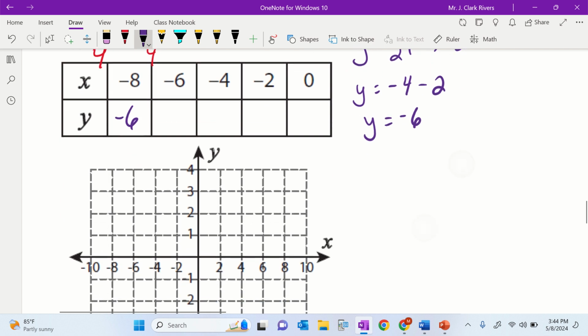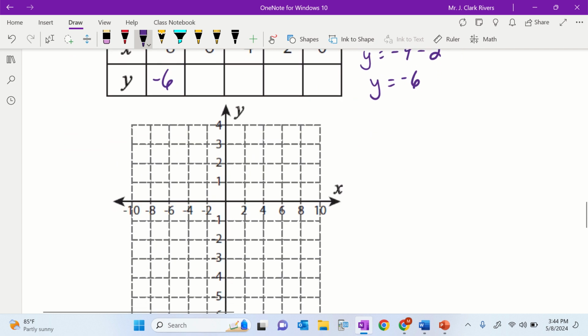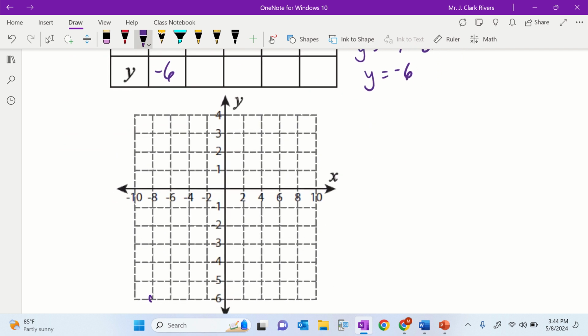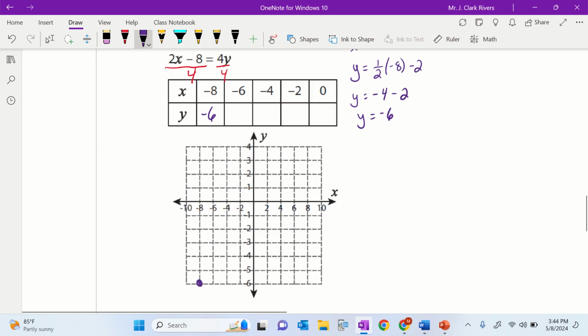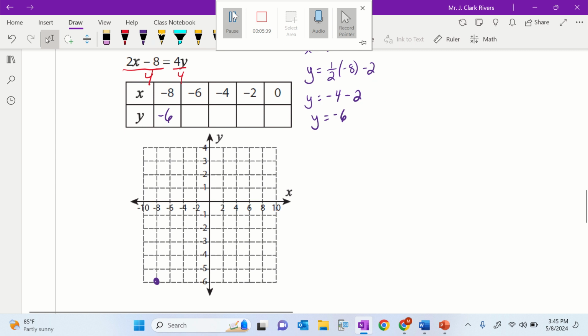Let's go ahead and plot that. Negative 8 for the x, we go to the left 8. Negative 6, we go down 6. So that's going to be down here. Boom, right there. Okay, so why don't you pause the video now and try those remaining 4 values for x, negative 6, negative 4, negative 2, and 0.